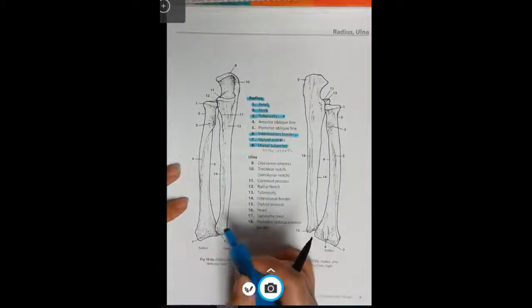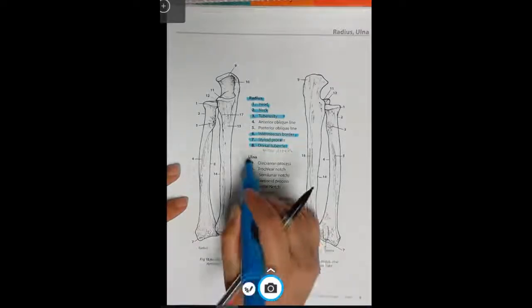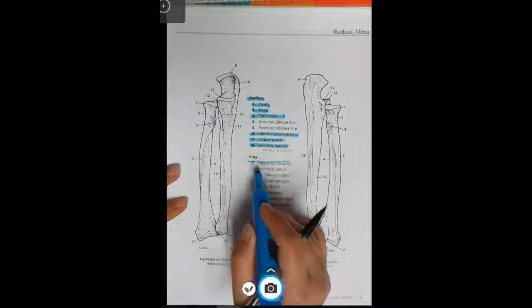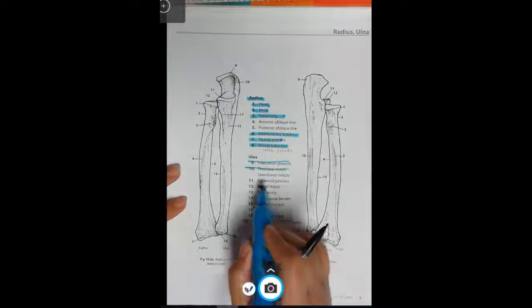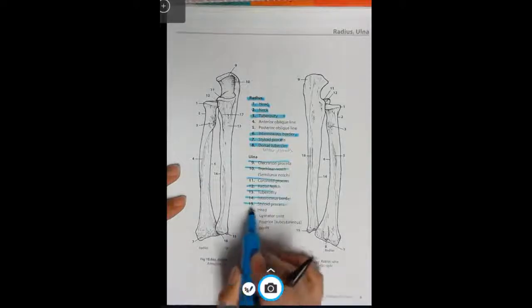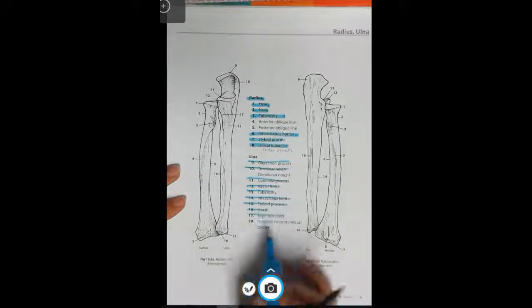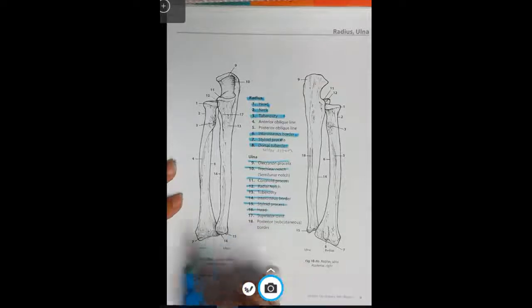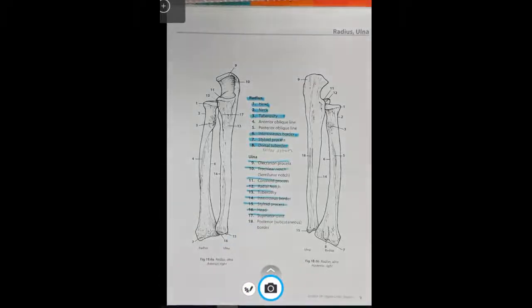Okay, then we're going to go to the olecranon process, the trochlear notch, coronoid process, radial notch, tuberosity, interosseous border, styloid process, head, supinator crest, and then we won't need to worry about the posterior border. Okay, I'll get you started, and then we'll get to the wrist and hand in your next video.